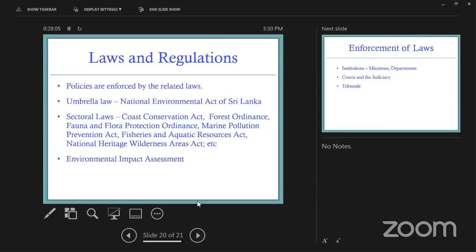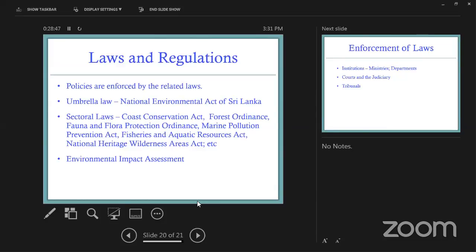Similarly, with the Fauna and Flora Protection Ordinance, again during British times, which set up these protected areas and kept the local village people out of those areas. Then more recently, we have the Marine Pollution Prevention Act and the Fisheries and Aquatic Resources Act. This act is trying to bring in more community participation, bringing the fisheries communities in to try and have consultative decision-making on fisheries. And we have another called the National Heritage Wilderness Areas Act.